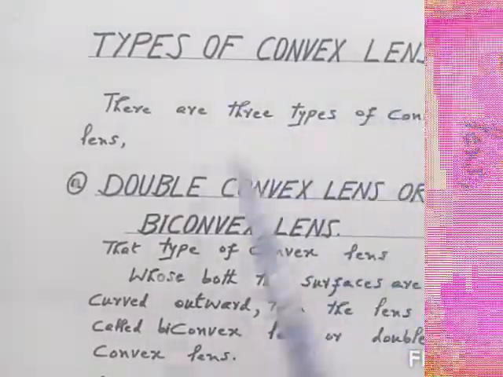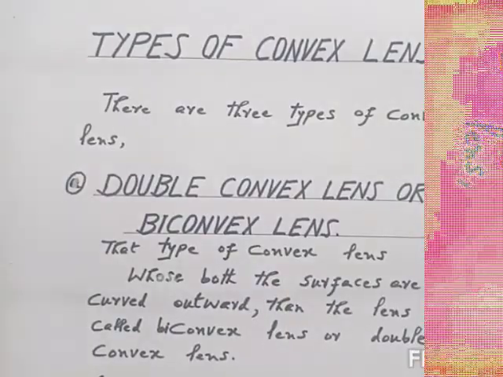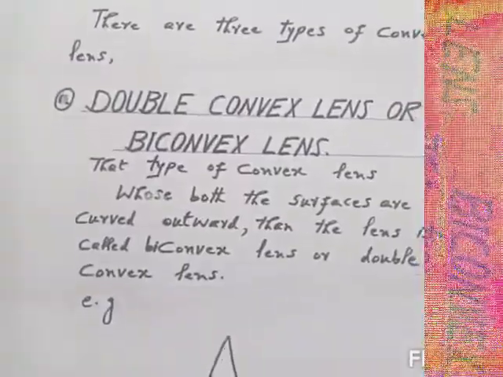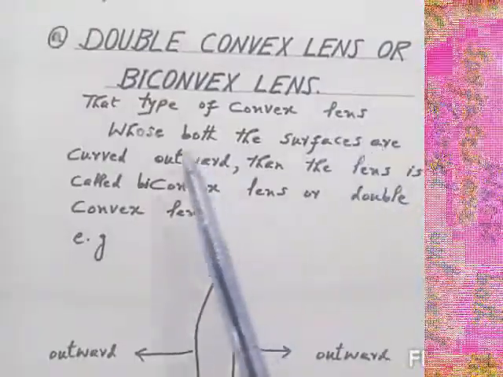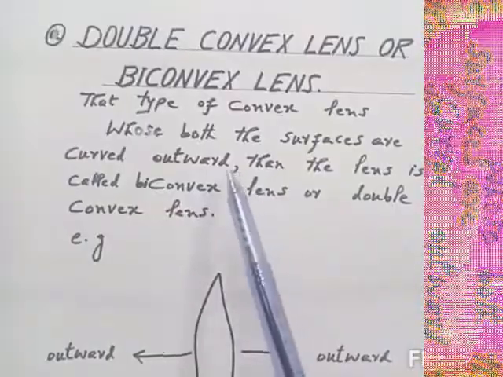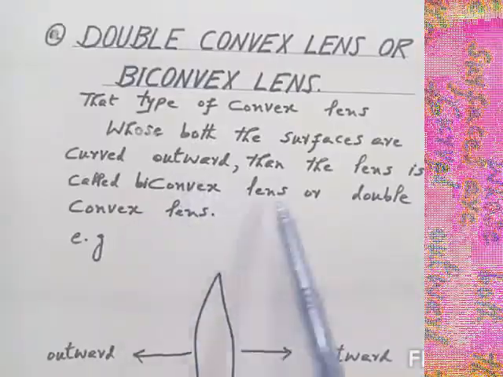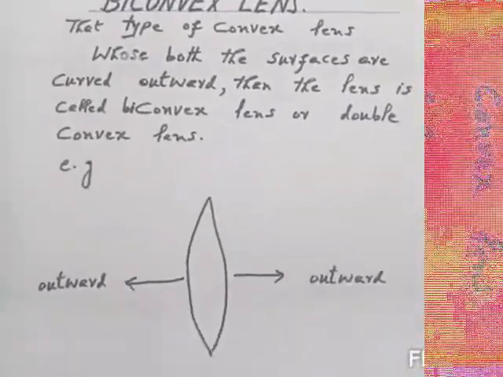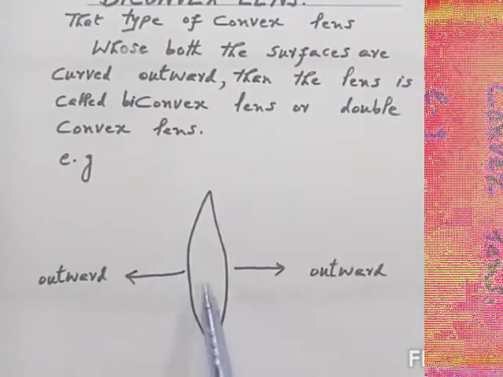Now the types of convex lens: there are three types of convex lens. Number one, the double convex lens or biconvex lens. That type of convex lens whose both surfaces are curved outward is called a biconvex lens or double convex lens. So here is the diagram of the biconvex lens. Here both the surfaces are curved outward. This is outward, this is outward. So it is a biconvex lens.